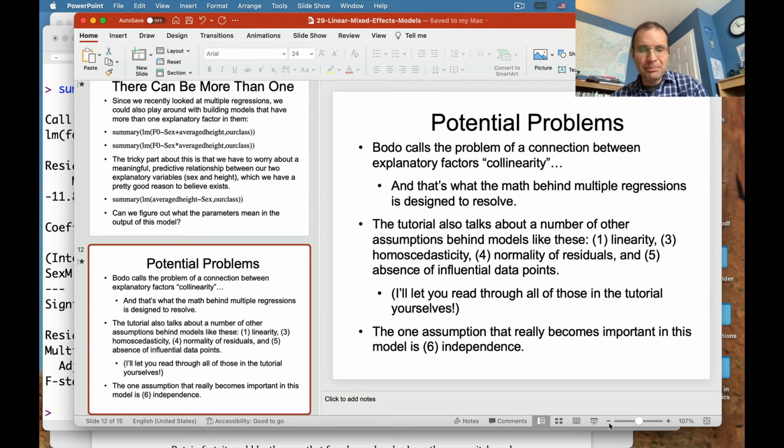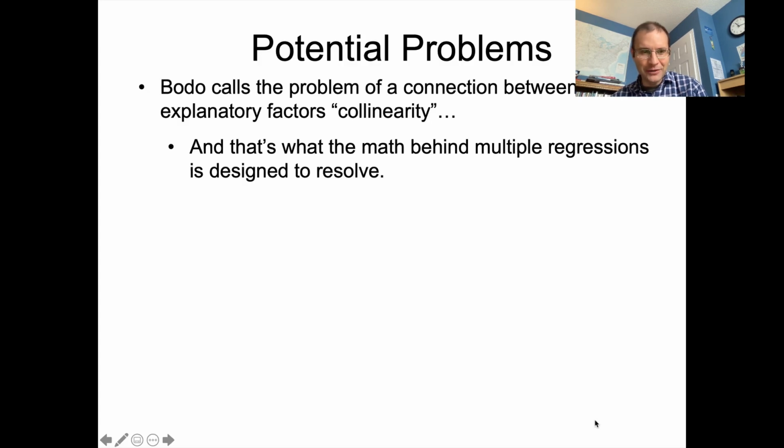Okay, so the problem I wanted to touch upon though is what Bodo calls colinearity. So there's that connection between those two explanatory factors. The specifics of that connection between speaker height and sex isn't that important, but the fact that there is can be problematic. So there's math that works behind the scenes in multiple regressions. I just kind of waved my hands and pointed you in the direction of the textbook and said, you can look it up there if you want.